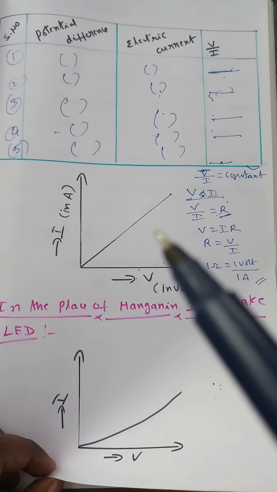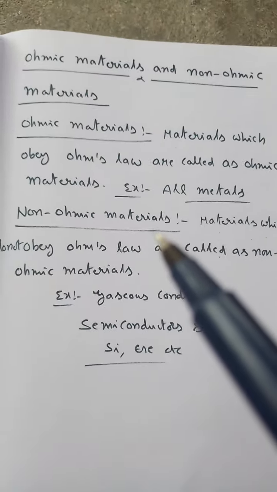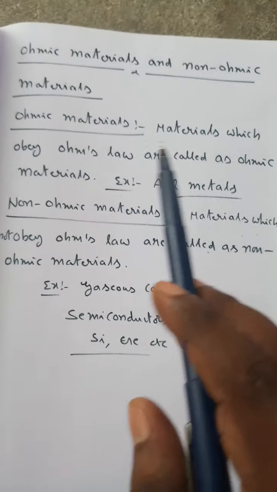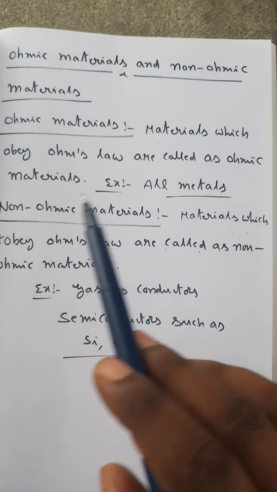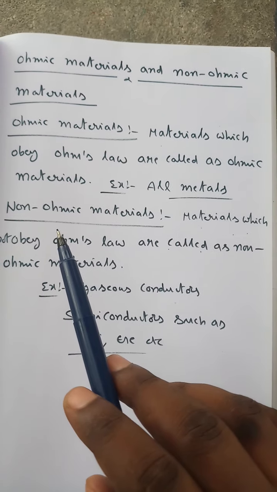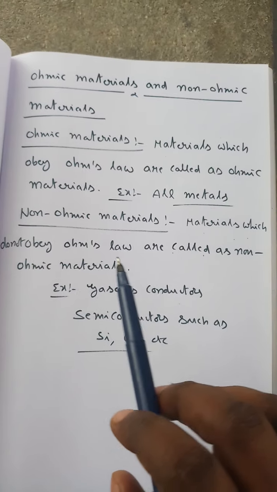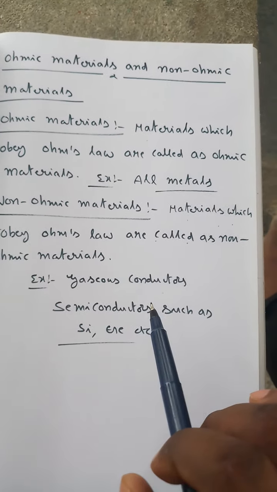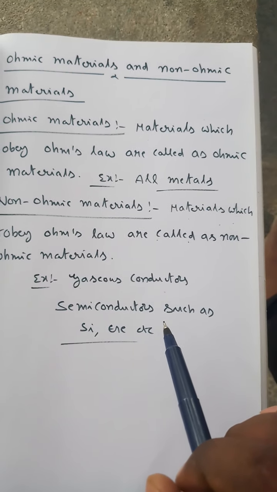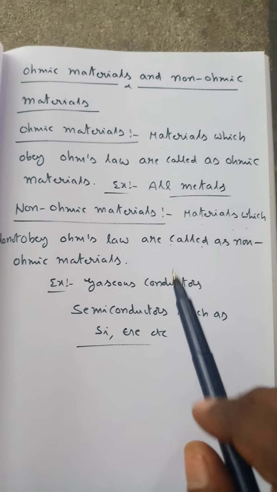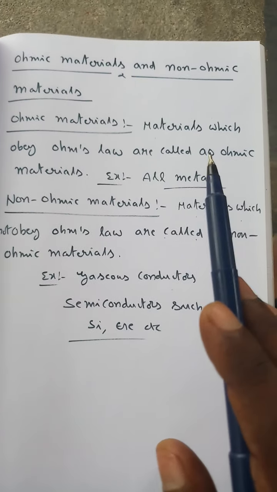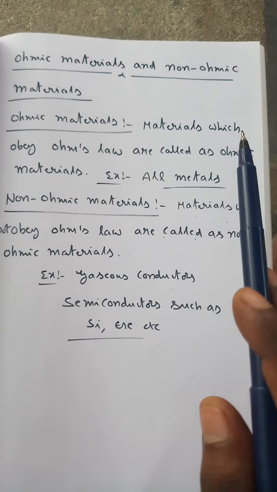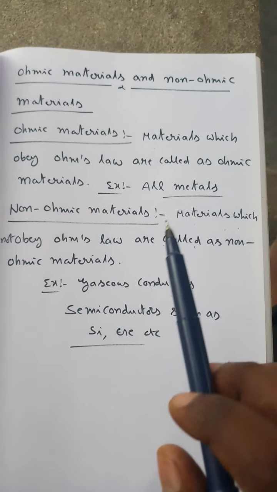Depending upon the material, we can classify materials into two types: ohmic materials and non-ohmic materials. Materials which obey Ohm's law are called ohmic materials. Example, all metals. Materials which do not obey Ohm's law are called non-ohmic materials. Example, gases, semiconductors such as silicon and germanium. That means in the circuit, if we take any metallic conducting material, we can verify Ohm's law. That means we get V directly proportional to I.